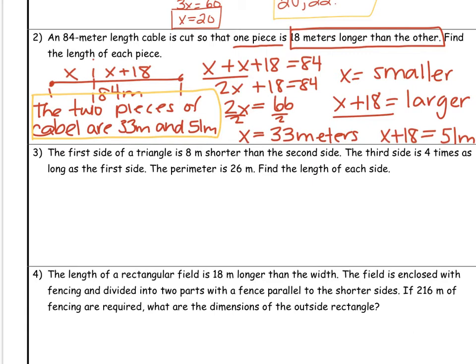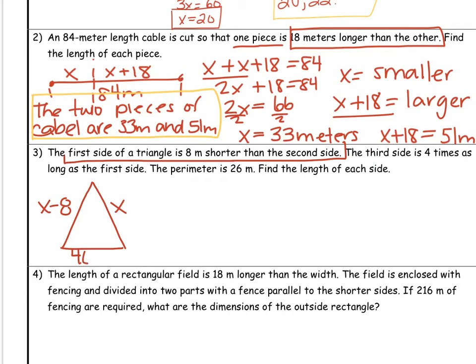All right, now on to problem number 3. The first side of a triangle is 8 meters shorter than the second side. The third side is 4 times as long as the first side. So we're going to draw a triangle, and then we'll define our variables. If x is the second side, the first side is x minus 8, because it's 8 meters shorter. The third side is 4 times as long as the first side.